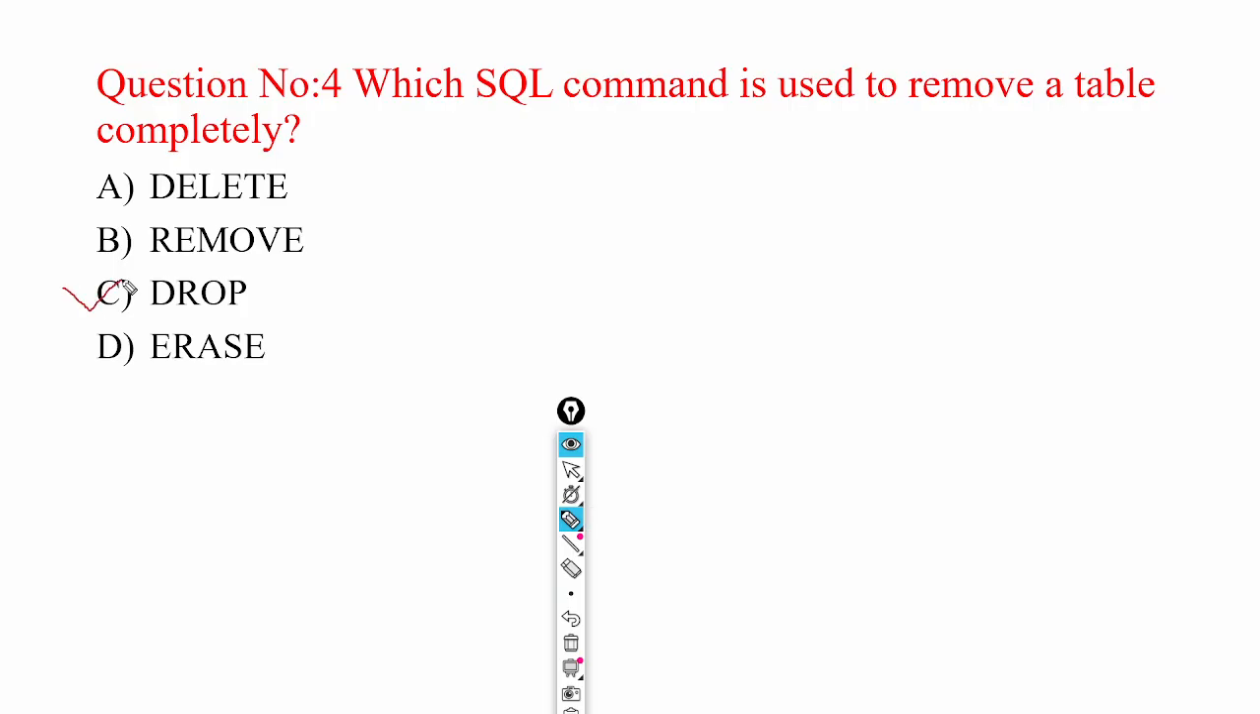There are two commands for deletion. One is the drop command. It will remove the table structure. Overall, the structure of the table will be deleted, and the memory allocation is also removed. Drop will remove a table completely.